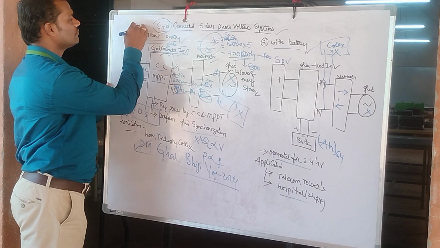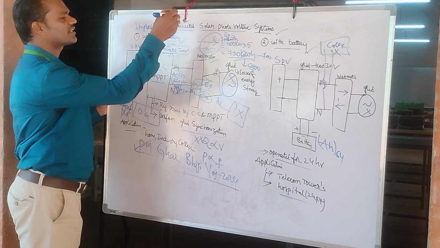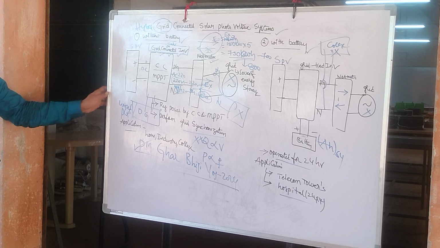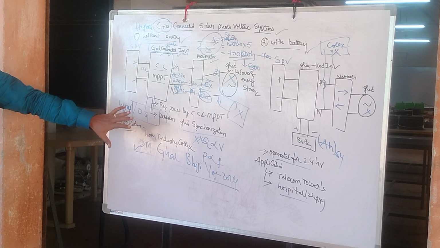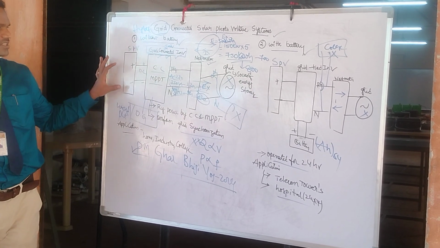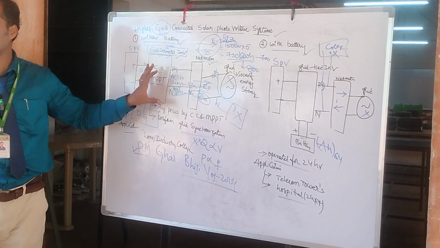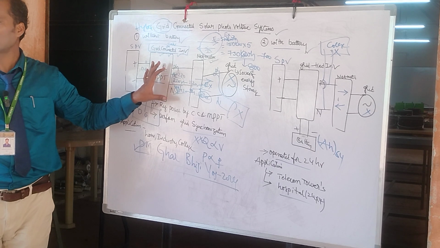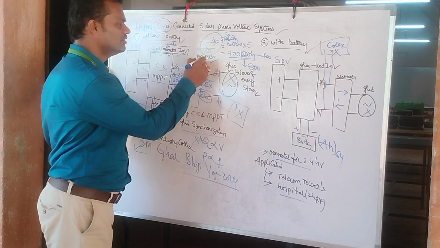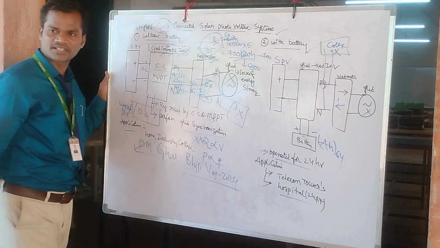The battery means definitely this is a very costly system, and it is generally used in cell phone towers or mobile towers, or especially high-end hospitals where a 24/7 power supply is required. Then we can use this with battery configuration. Otherwise we can use the without battery configuration. So this is everything about the grid connected solar PV system. In the next session we will discuss hybrid solar PV systems.